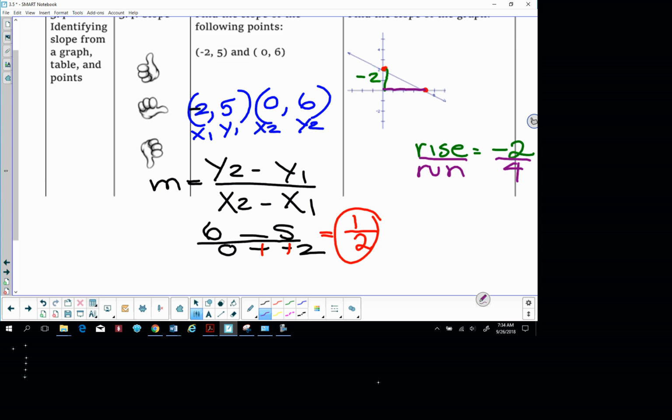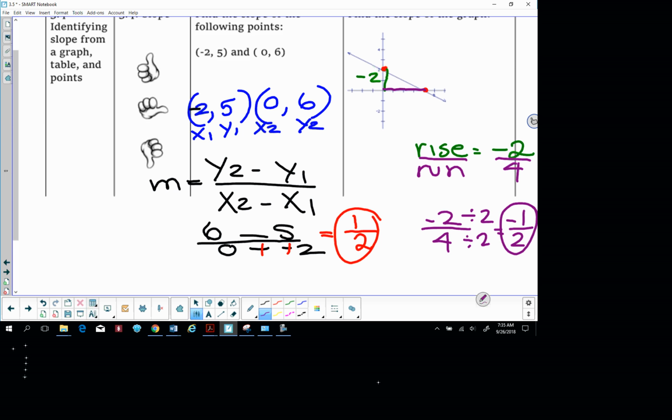Some people just forgot the negative also. Remember, if it's going down, we know it's negative. Now, can I reduce that fraction? Negative 2 over 4. What number goes into both of them? 2. Even if you did ND on your calculator and put negative 2 as the numerator and 4 as the denominator, it would reduce it for you. So you should have ended up with negative 1 over 2.